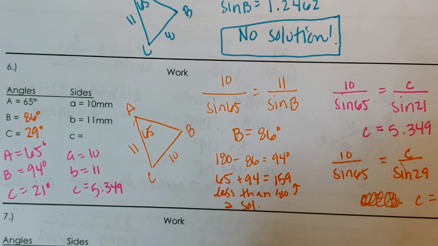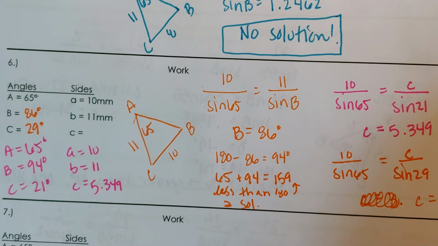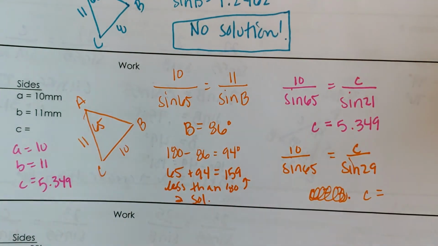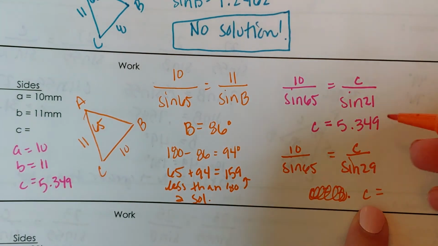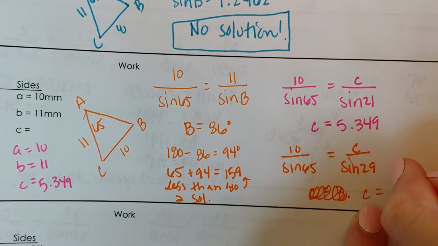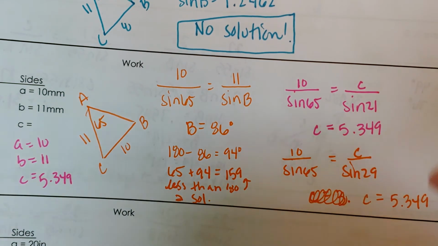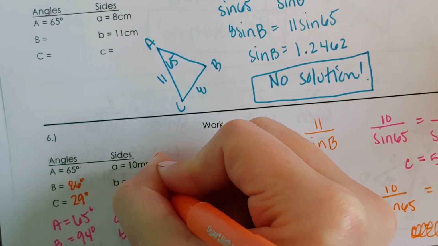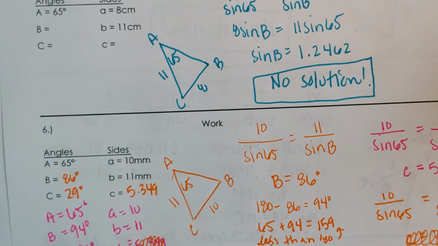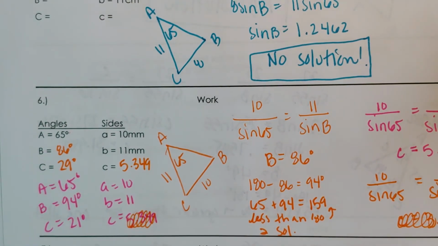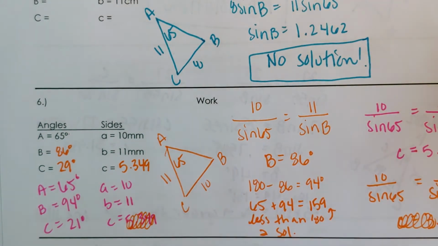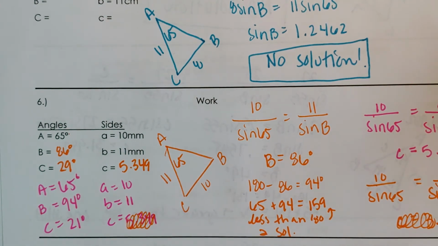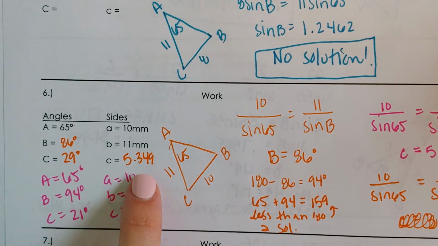If I knew how to edit a video easily, I would just redo this and edit it, but I don't. So you're going to be stuck watching me try to fix this with a pen. So C for this one, this is the one that was 5.349. I did them in reverse order on my paper that I'm looking at. Okay, so I'm sorry. Don't hate me. That 5.349 should have been here.